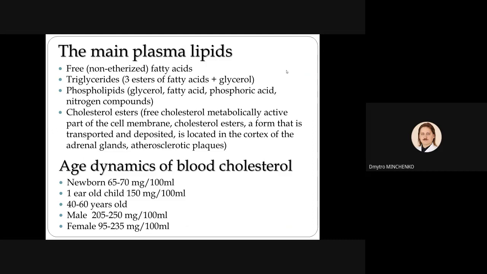Atherosclerotic plaques, age dynamics of blood cholesterol. As you can see, in different age groups, blood cholesterol levels have different normal levels, and in older men and women, there's also a significant difference between the blood cholesterol levels.